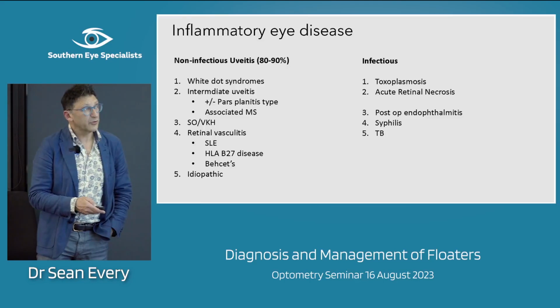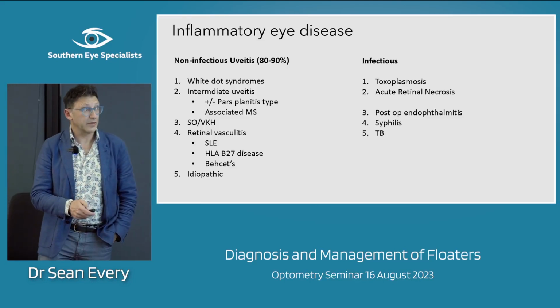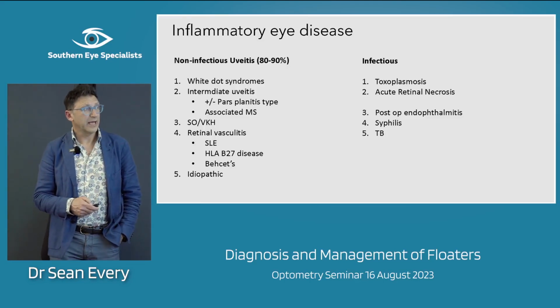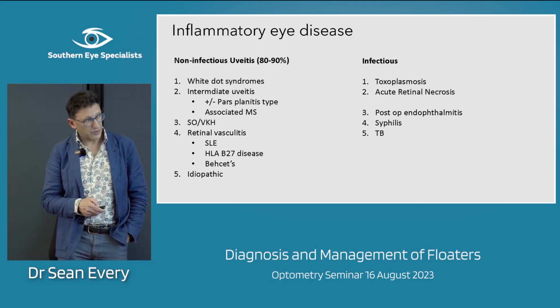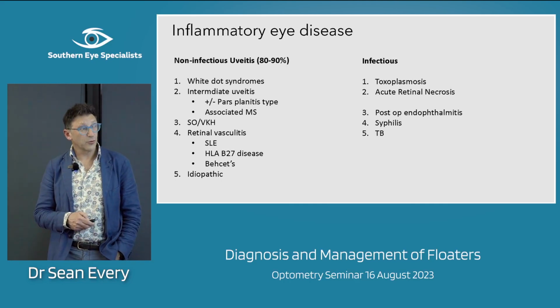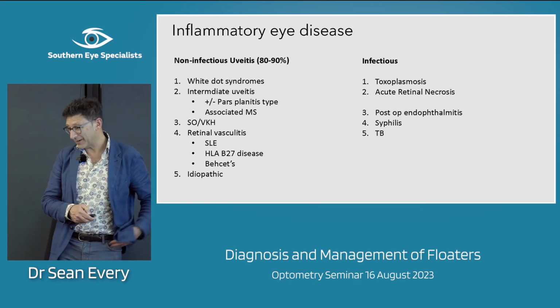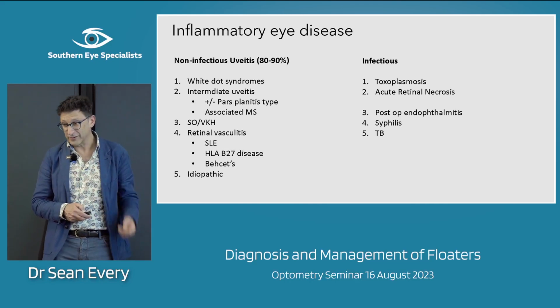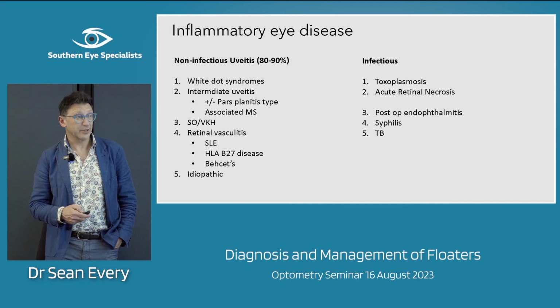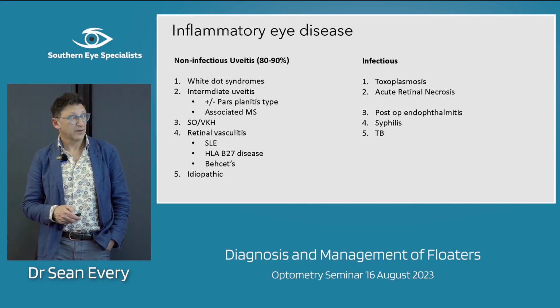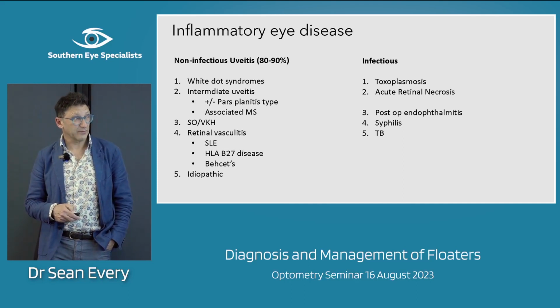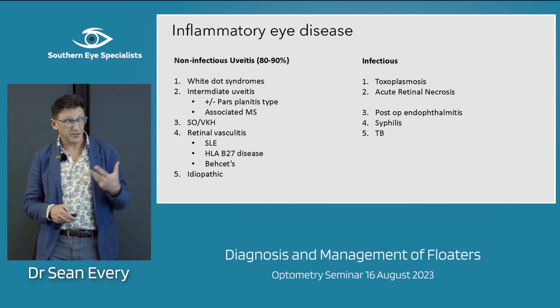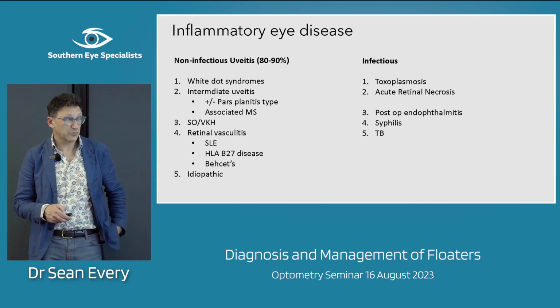It's crazy. Inflammatory eye disease, the vast majority of it is non-infectious. We have these subtypes, the white dot syndromes. What I showed you before was a low grade pars planitis, so over the pars plana, anterior to the anterior limit of the retina. Sometimes in this region it comes under intermediate uveitis, the intermediate part of the eye, sometimes associated with multiple sclerosis.